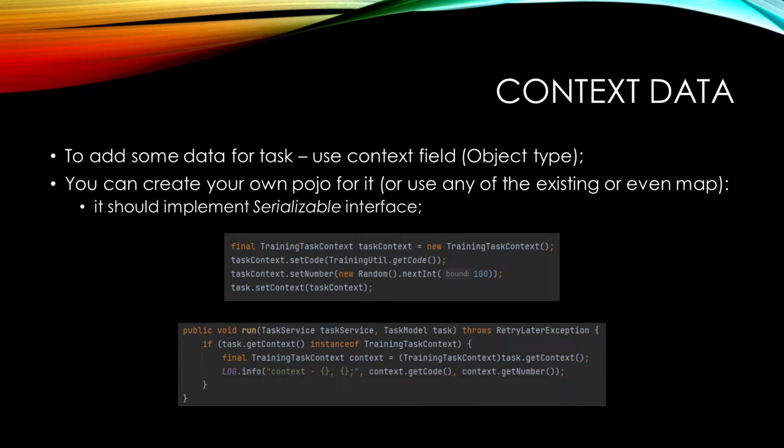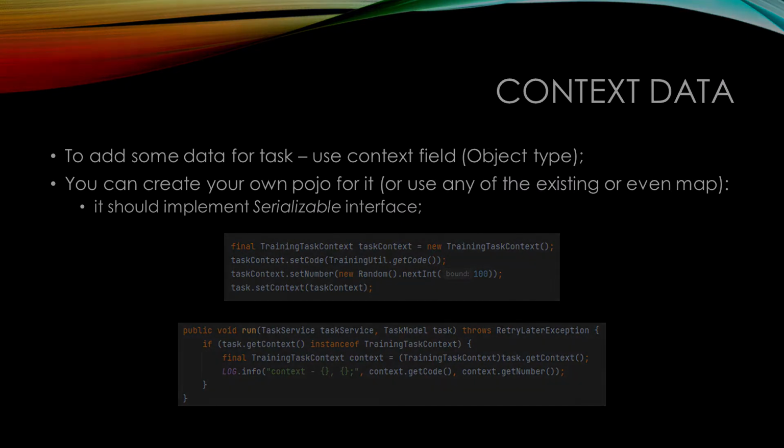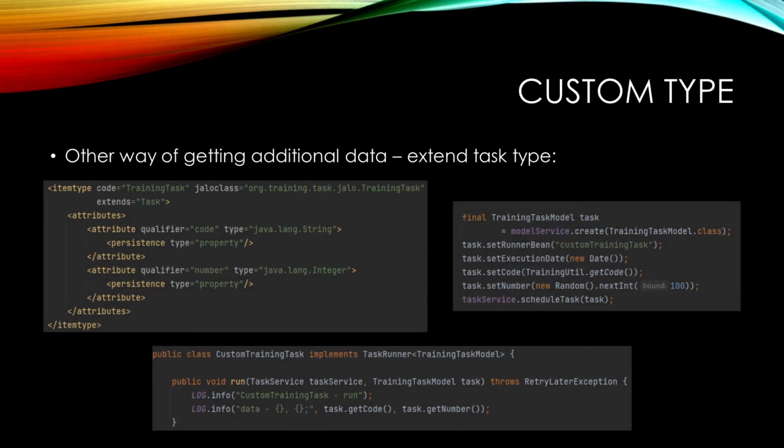Task is having the context object that can be used if task needs some additional data. In this example, I've created a simple training task context POJO and use it as the context item. The other option is to extend the task type, so it has the needed properties.